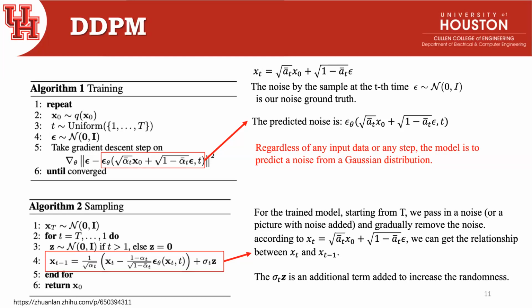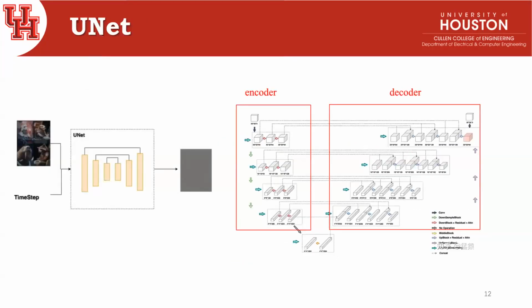And for the sampling, we can regard it as the reverse diffusion process, and we also call it the reverse process. For this trained model, they start from t down to 1, and they will gradually remove the noise according to this formulation. So this is all of the DDPM's formulation. You can just understand it from a very high level.